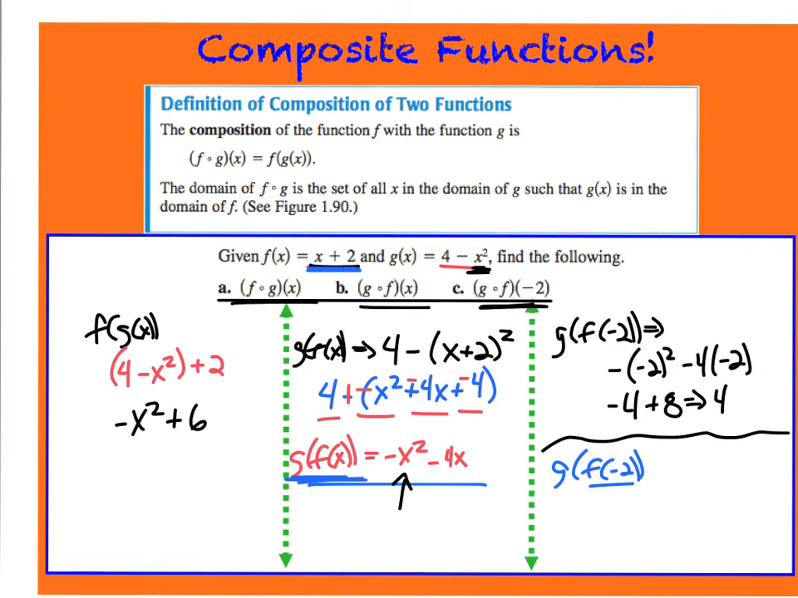I get 0, right? And then I need to find g of 0. Well, I substitute 0 in for my variable in g, and what do I get? I get 4. So g of f of negative 2 is equal to 4. Do you see how easy that was?